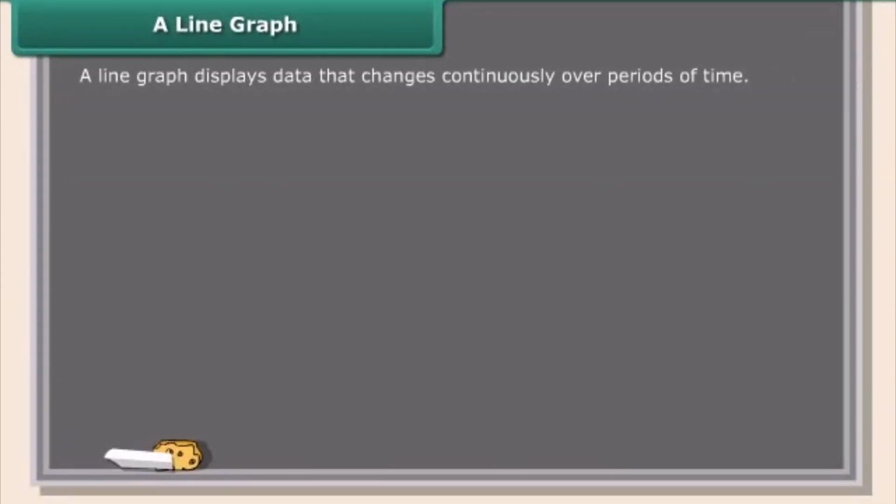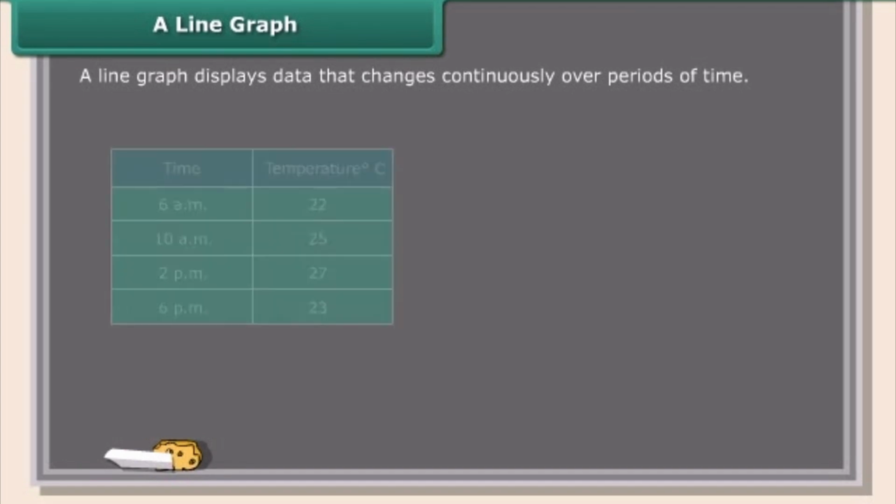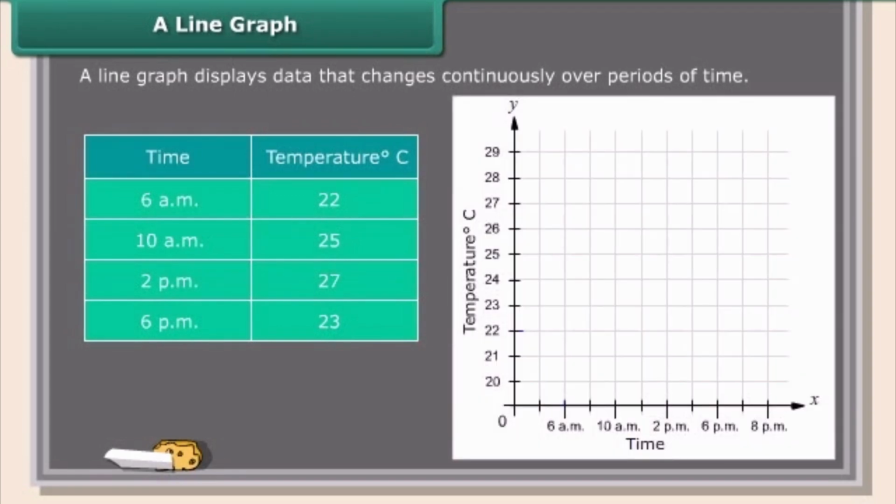Line graph. A line graph displays data that changes continuously over periods of time. The above table shows the temperature of Chennai city, taken every 4 hours for a day. We call this a time-temperature graph.